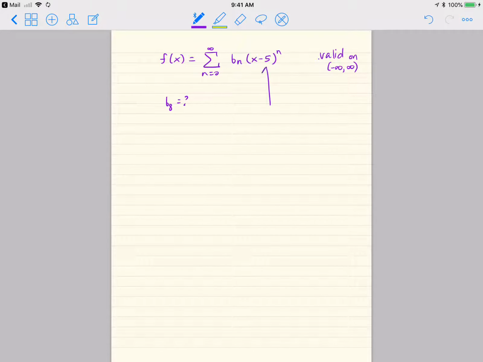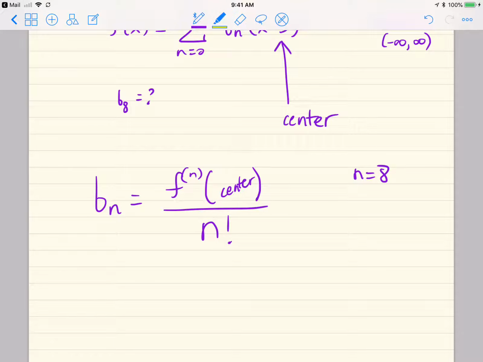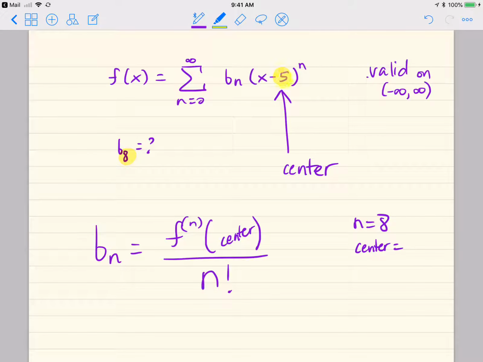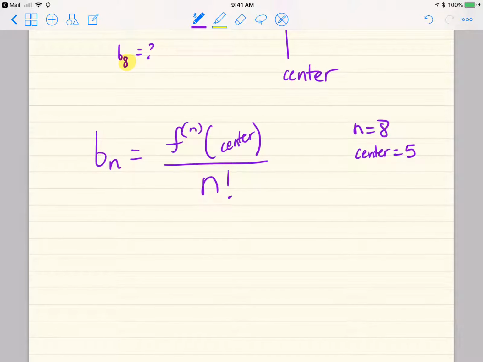So for us, n is equal to 8 because we are trying to find b sub 8. n is equal to 8, and our center is 5. Okay? So b sub 8 will be equal to the 8th derivative at 5 over 8 factorial. And that's our final answer.